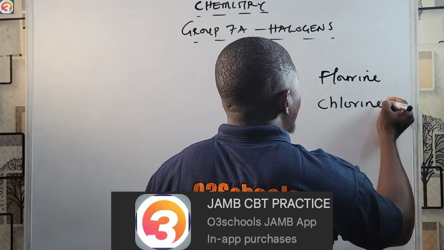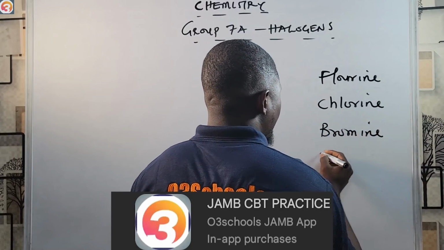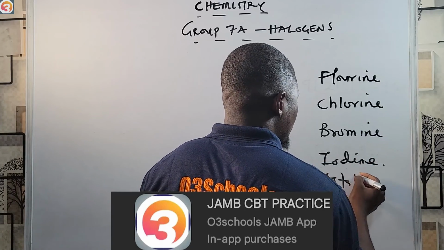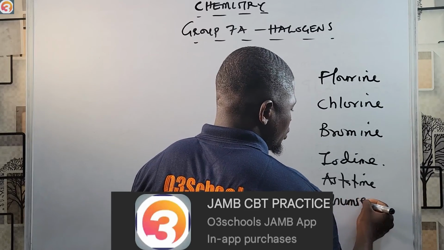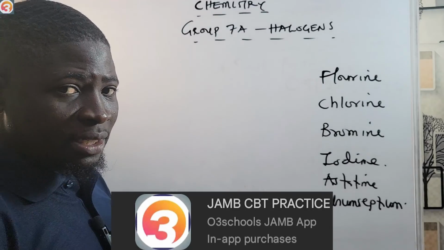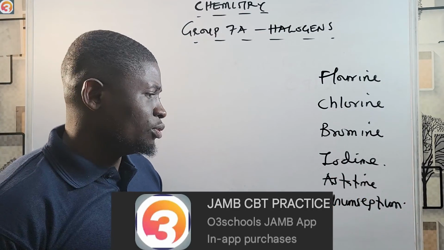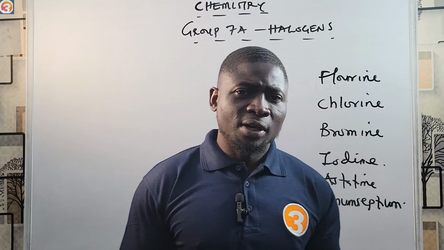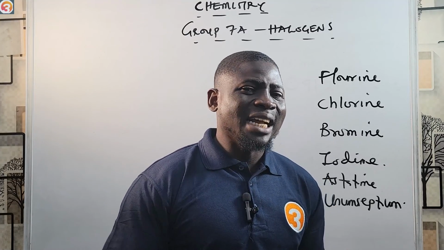chlorine, bromine, iodine, astatine, and ununseptium. Now, elements in the periodic table follow a particular pattern of naming when they have not been discovered. But when they have been discovered, they are named by the laboratory that discovered them.